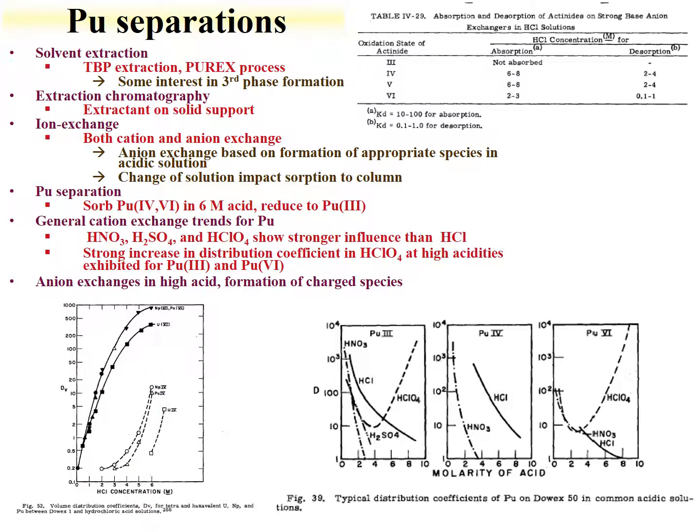In general, cation exchange trends for plutonium, the nitrates, sulfuric and perchloric acid show stronger influence than the HCl. And there's an increase in distribution coefficients in perchloric at high acidities exhibited for plutonium-3 and plutonium-4.